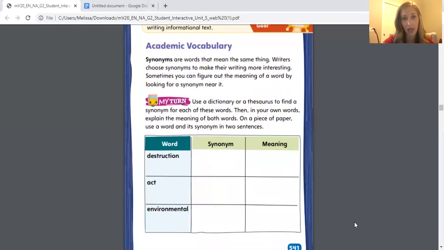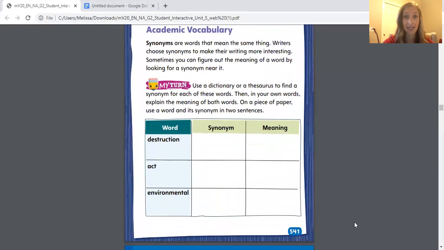With this academic vocabulary activity, we're focusing on synonyms. These are words that mean the same thing or nearly the same thing, and writers choose synonyms to make their writing more interesting. Sometimes you can figure out the meaning of a word by looking for a synonym near it, and that's using context clues. When we're reading, oftentimes the author puts these clues in the sentences or phrases that they're writing, so the reader has a better understanding of one of these academic words that they're using in the text.